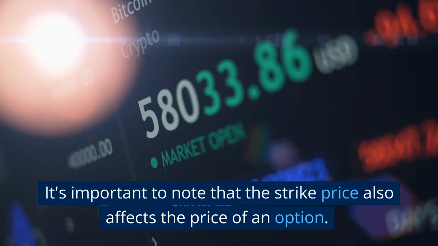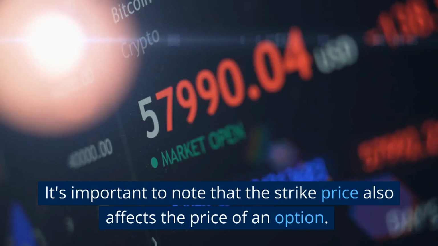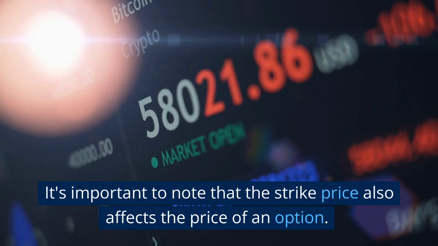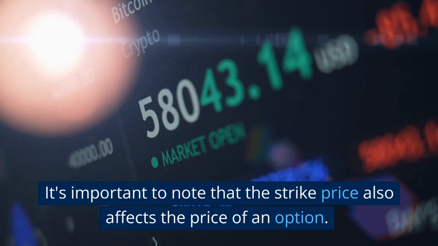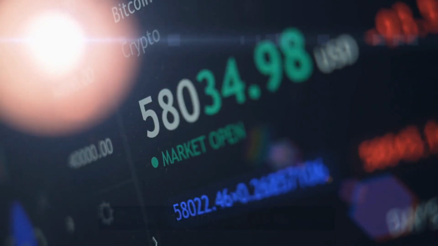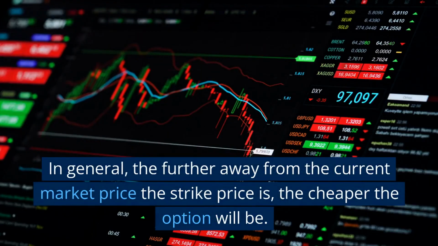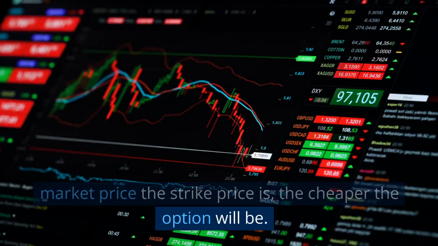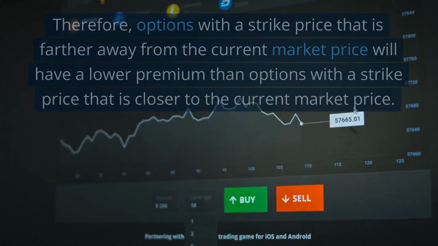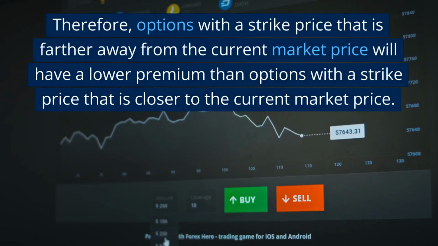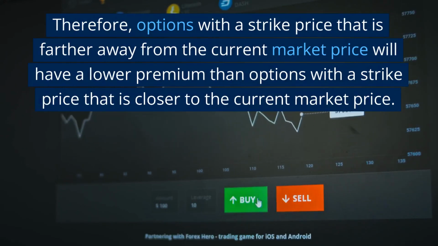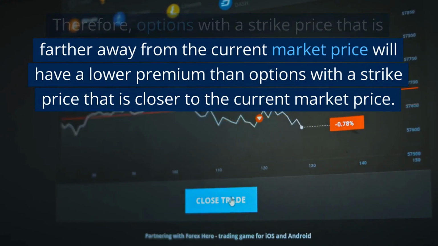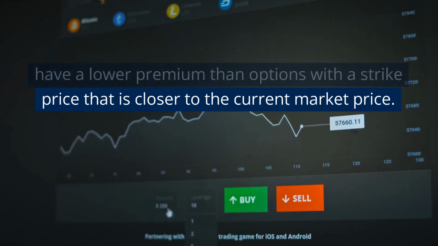It's important to note that the strike price also affects the price of an option. In general, the further away from the current market price the strike price is, the cheaper the option will be. Therefore, options with a strike price that is farther away from the current market price will have a lower premium than options with a strike price that is closer to the current market price.